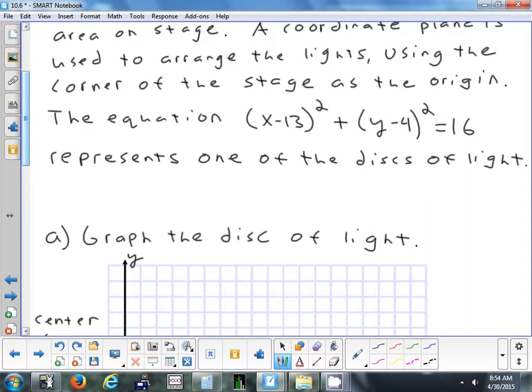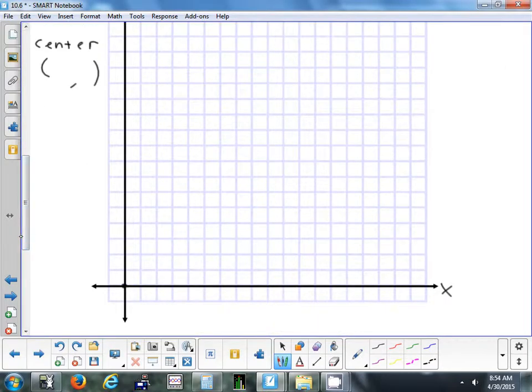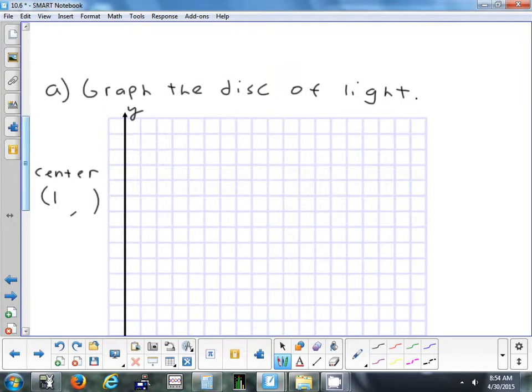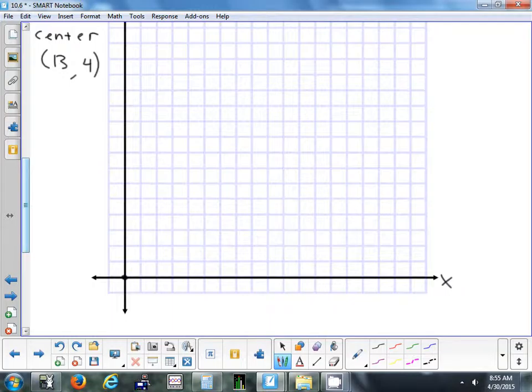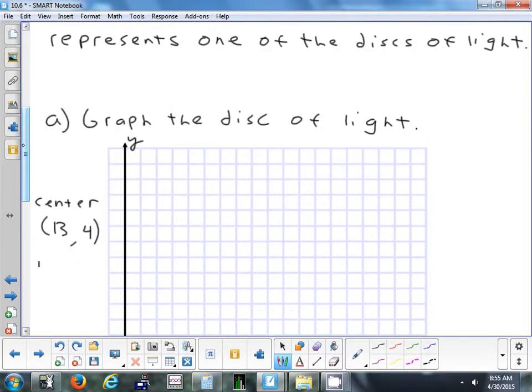Can anyone tell me, on the stage, where is the center of that light? Yep, it's at the coordinates 13, 4. Here's the corner of your stage right here at the origin. The center of the light is 13, 4. It wouldn't make sense to have negatives in this case, since negatives would be off the stage. Positive, positive. So there's my center. What's my radius? Yep, 4.